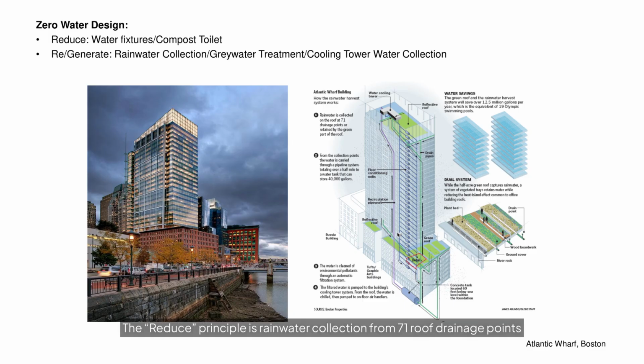The reduce principle is rainwater collection from 71 roof drainage points and retained by the green roof. The collected rainwater travels through over a half-mile of pipes to a 40,000-gallon tank installed in basement. An automatic filtration system cleans pollutants. The filtered water is pumped to the cooling tower system and then sent to air handlers on each floor.